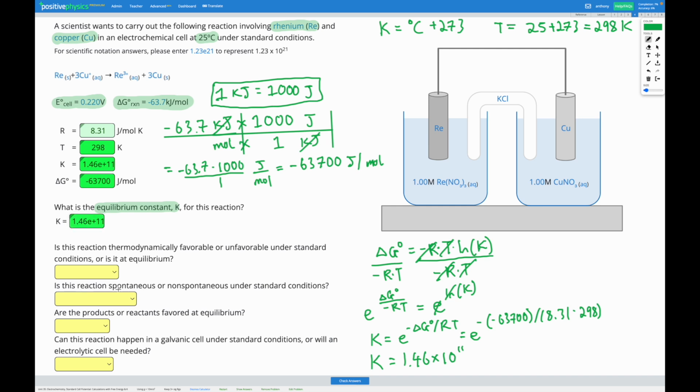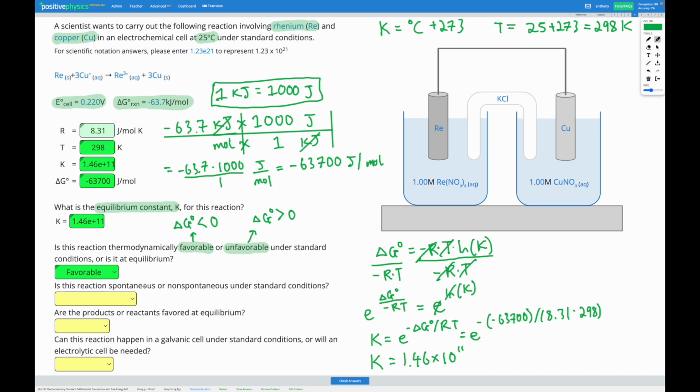Awesome. Okay. So now we need to just determine, what does that tell us about the meaning of our reaction? First, we're asked, is the reaction thermodynamically favorable or unfavorable? The way we tell that is by looking at our delta G naught. For a favorable reaction, delta G naught is going to be less than 0. For an unfavorable reaction, delta G naught is going to be greater than 0. In this question, our delta G naught is less than 0, meaning we have a thermodynamically favorable reaction.